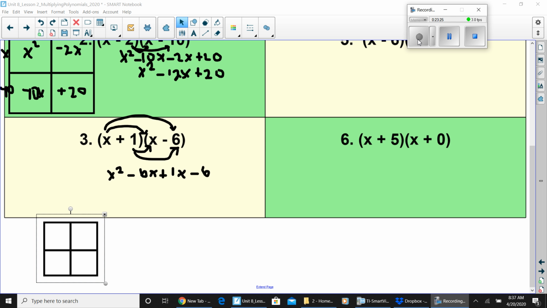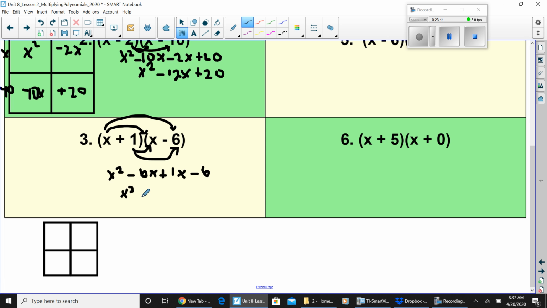So my answer for number 3 is x squared, x times x, which is x squared. X times negative 6 is negative 6x. 1 times x is x. And then 1 times negative 6 is negative 6. You combine the like terms, you have x squared minus 5x, because negative 6x plus 1x is negative 5x, and then you just bring the negative 6 down.